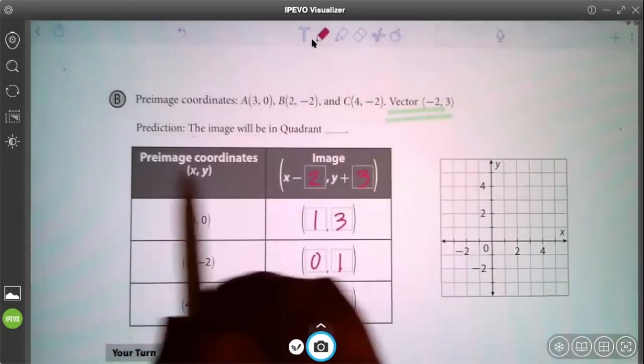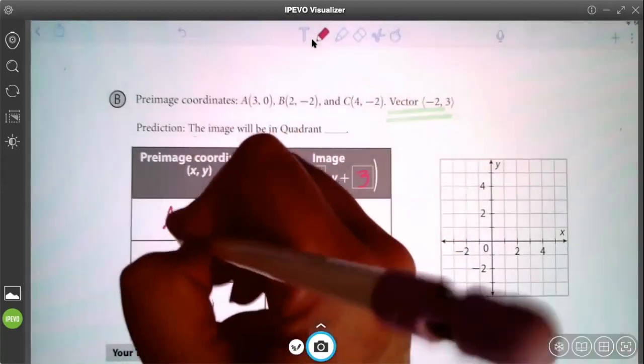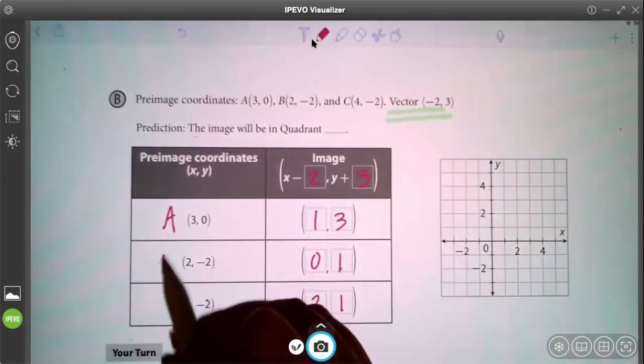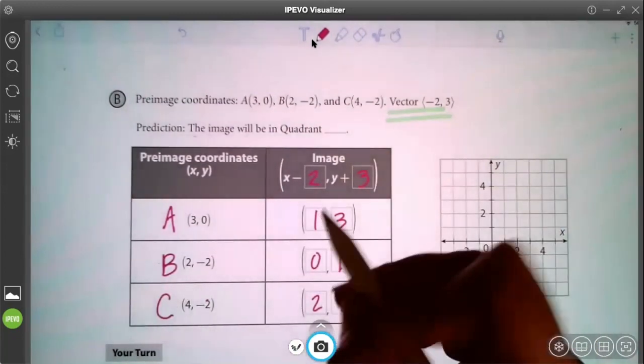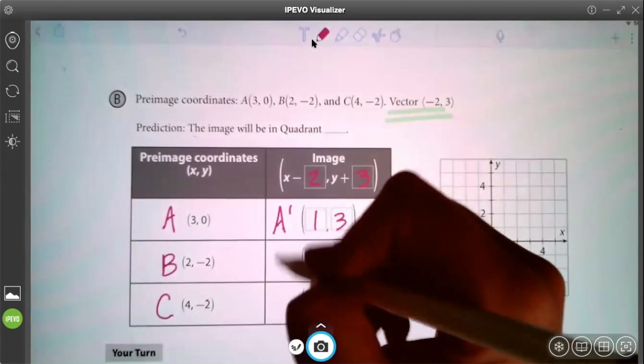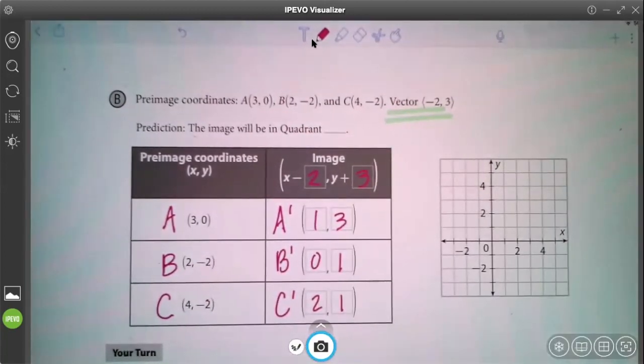If the pre-image had these coordinates, this one it says is A, this one it says is B, and this one it says is C, our changed versions are going to be A prime, B prime, C prime. And all of the side lengths, all of the angles, which direction is up, all of those things are going to be the same from the pre-image to our image if we have calculated these points and graphed them correctly.